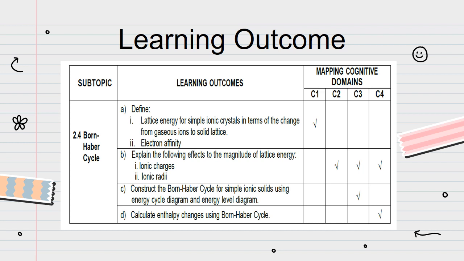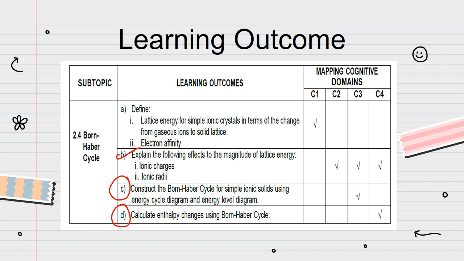For the first learning outcome, which is to define the lattice energy and the electron affinity, we will define it. But for learning outcome B, the factors affecting the magnitude of the lattice energy, we are going through this together in the tutorial. So I just want to focus in this video on learning outcome C and also learning outcome D.